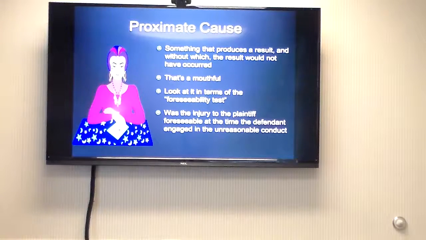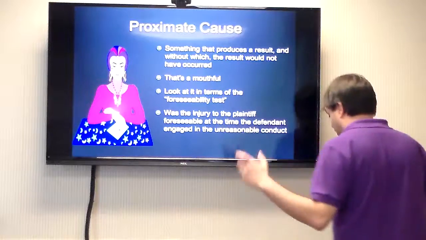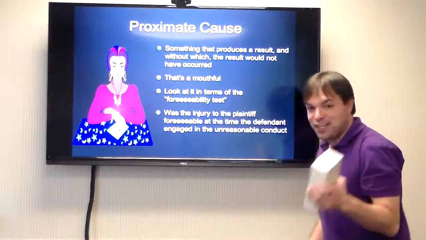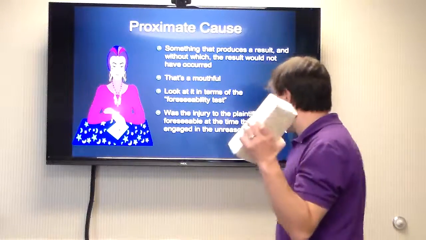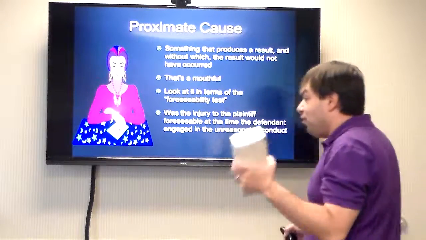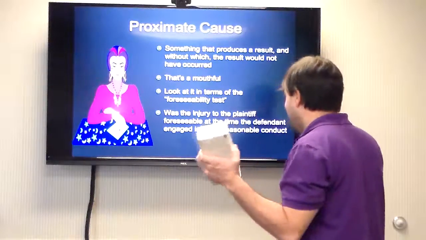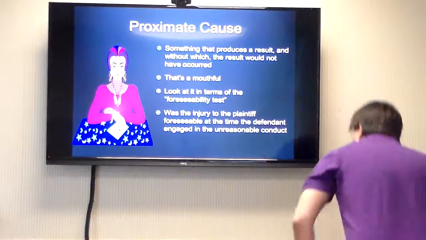So proximate cause. The definition of proximate cause is something that produces a result and without which the result would not have occurred. So here's my thing for this. Was the injury foreseeable at the time the defendant engaged in the unreasonable conduct? So I have a brick here. If I take this brick and I start bashing it against my head, could I sue and say that this brick caused me injury? Well, no, I couldn't, because I knew that a brick would hurt me. So that's the foreseeability factor.